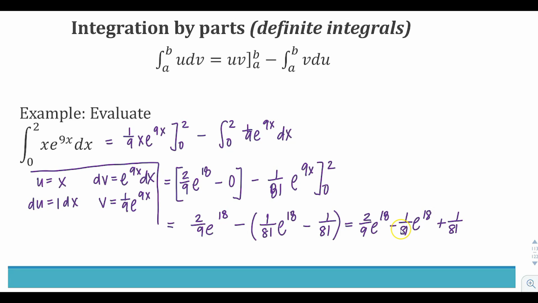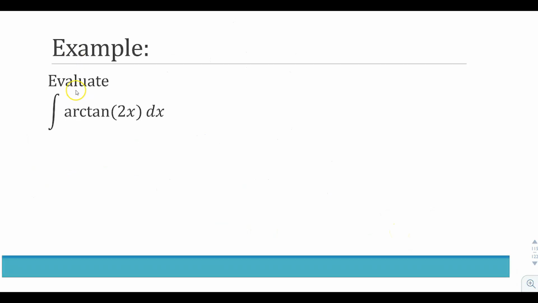These first two terms are like terms. We can find common denominators. So this would become over 81 here, so the top would become an 18. So 18 over 81 minus 1 over 81 is 17 over 81 e to the 18 plus 1 over 81 as our final answer. Now we're going to evaluate the integral of arctangent 2x dx.